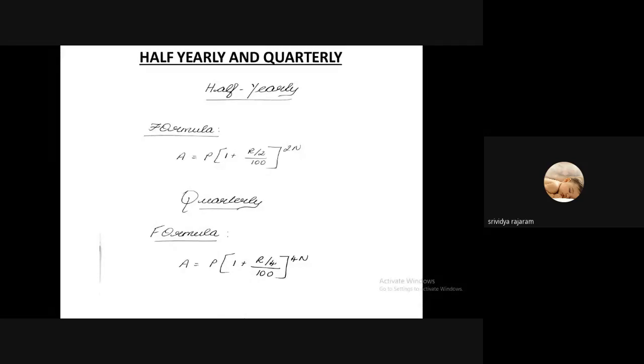Is the screen clear? Are you able to see the writings on the screen? Yeah, that's fine. So let's proceed.